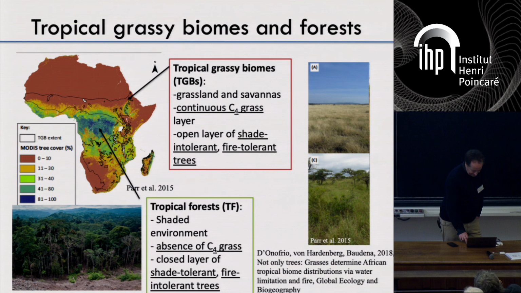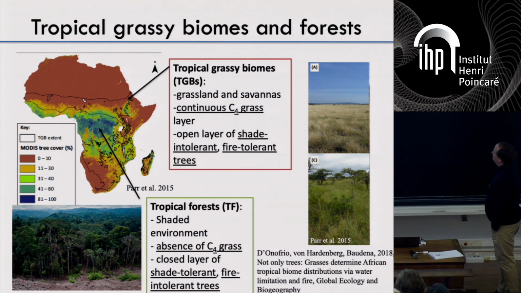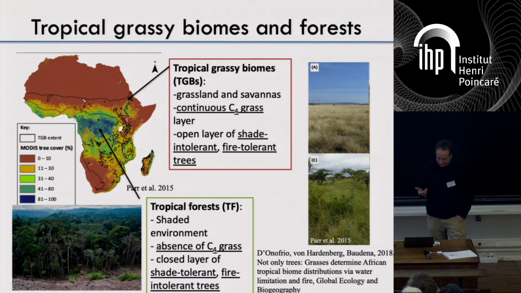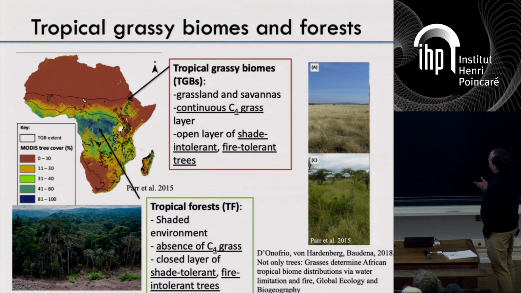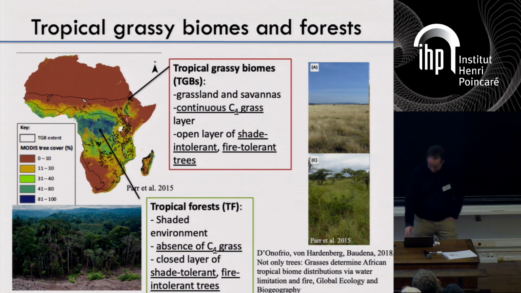And we can oppose this to what happens in tropical forests, where instead the trees are shade tolerant, but they will not easily resist a fire. And by closing the canopy, they are also reducing the amount of grass. In this way, they are preventing the likelihood of such fires to occur.